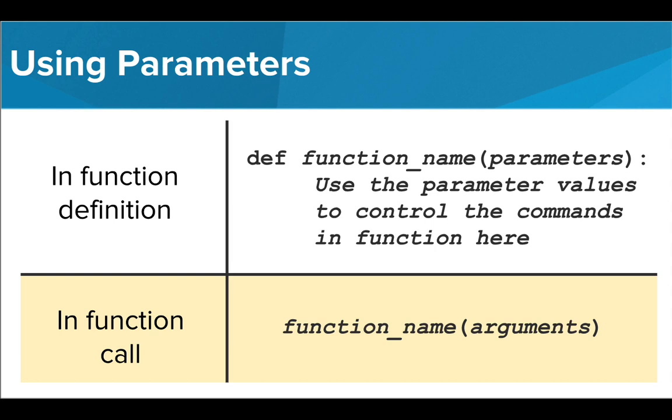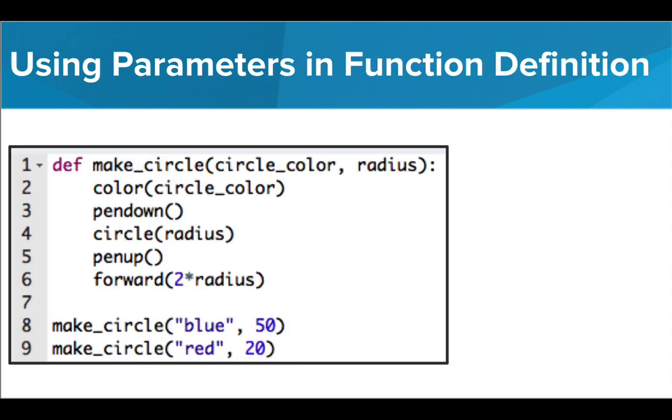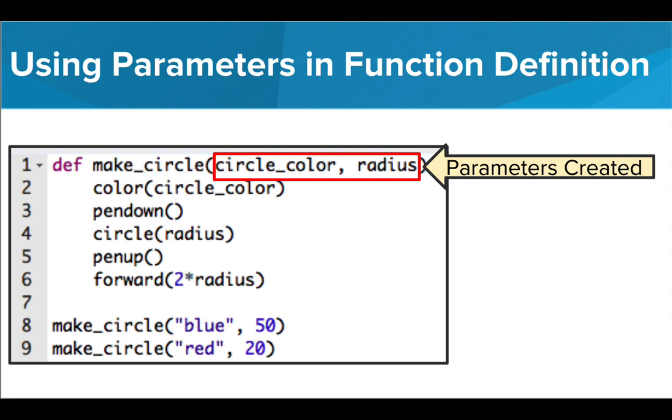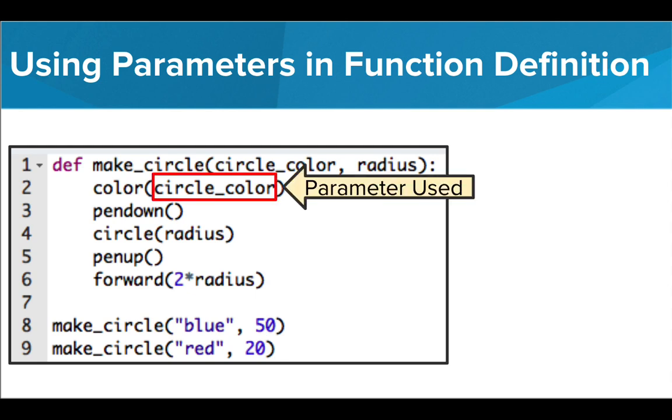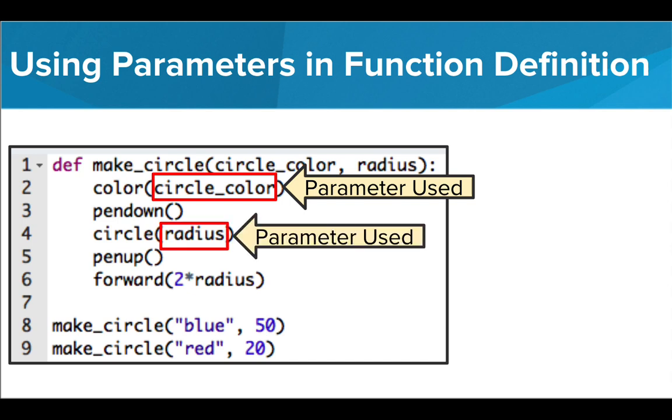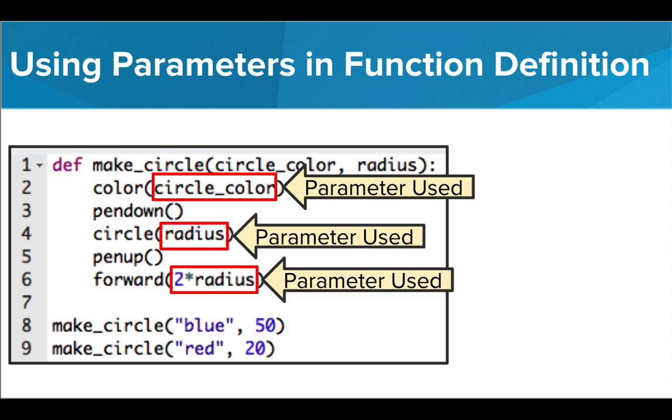Let's take a look at this syntax in action. In this code, we have a function called makeCircle that is taking two parameters, which are called circle color and radius. The parameters are created between the parentheses after the function name. The parameters are then being used throughout the function to control the color of the circle, the radius of the circle, and the distance Tracy moves forward after drawing the circle. You'll notice in the forward command, the radius parameter is being multiplied by 2. You can perform mathematical equations on parameters to control your code even further.